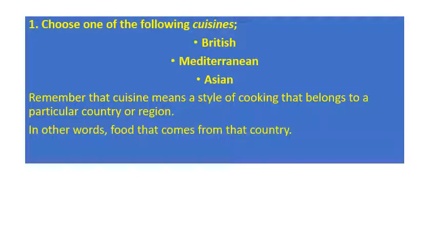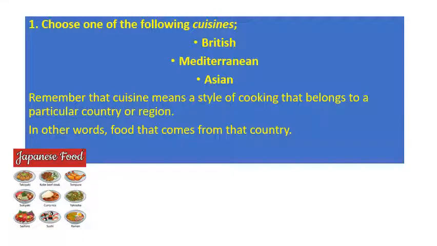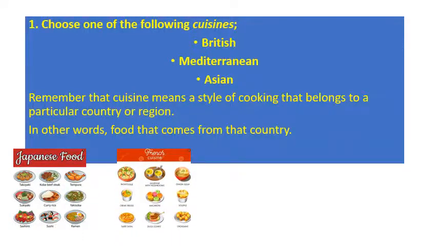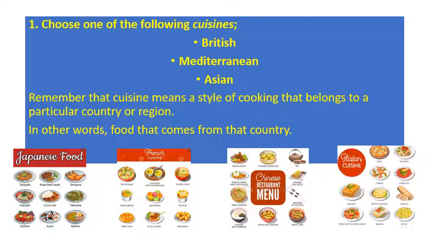In other words, it's a food or dish that comes from a particular country, whether it be Japanese food, French, Chinese, Italian, German, etc. All these cuisines originate from a style of cooking from a particular area or place or country.